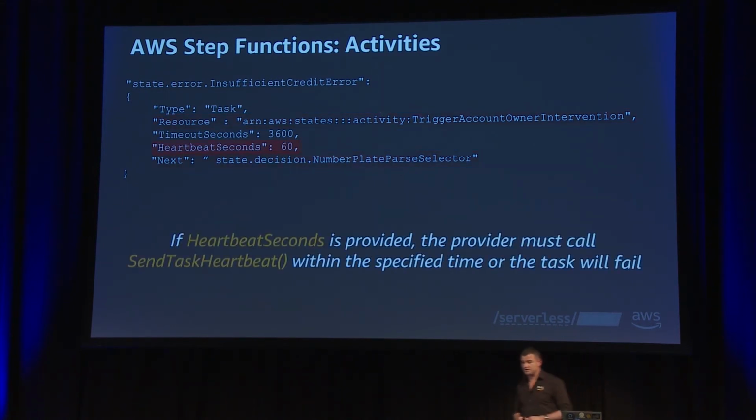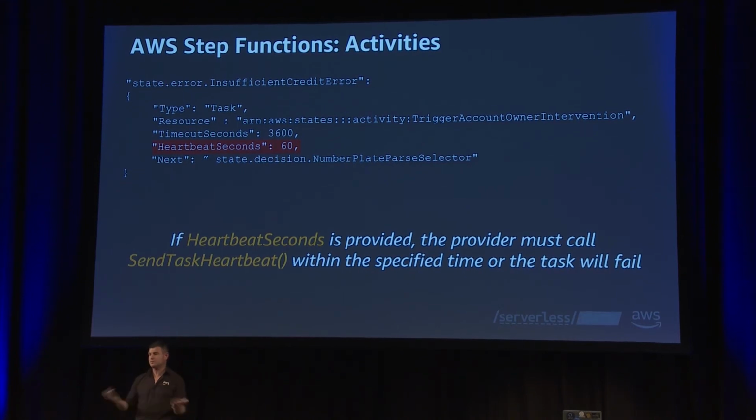Also notice that there is a parameter option for heartbeat seconds. So this is basically saying the agent that is polling and calling into the step function, in this case, must call in every 60 seconds, or at least every 60 seconds. And it must call send task heartbeat. And if it doesn't, then the state machine will fail.